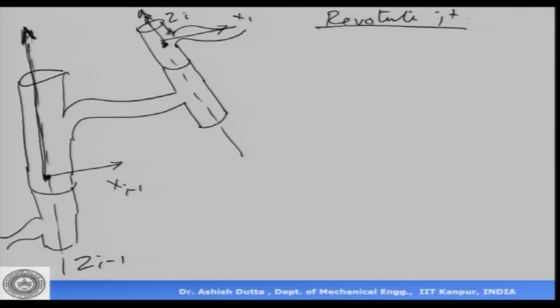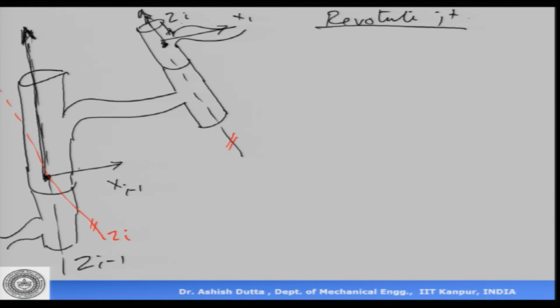Essentially what we are saying here is this, I want to take this frame, the i minus 1 frame, and align it to the ith frame. How can I do that? Let's have a look. First of all, I see that the angle that the x i minus 1 axis makes with the x i axis is different. So what I do is I shift this axis like this. So this is my x i axis, and I make it parallel. So now this and that are parallel axes, right.